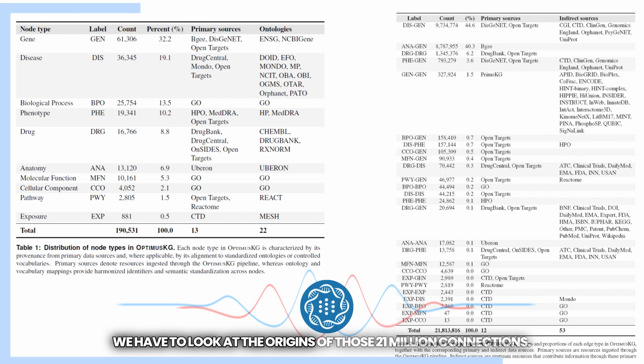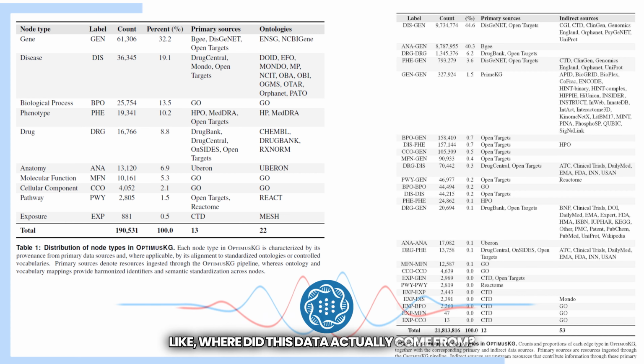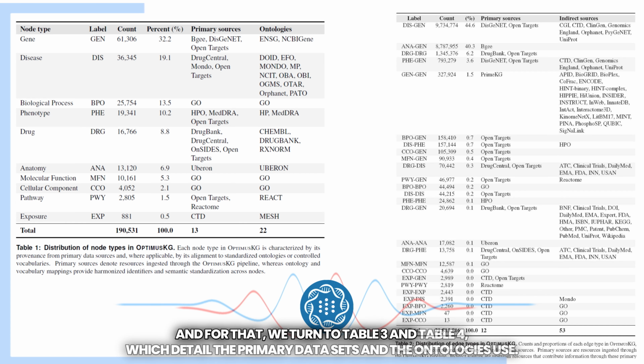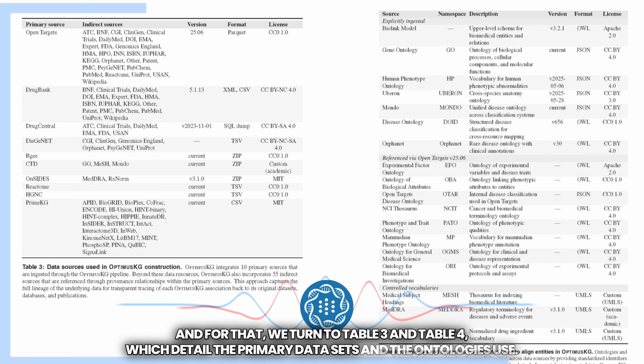Right. We have to look at the origins of those 21 million connections. Like, where did this data actually come from? Okay. And for that, we turn to Table 3 and Table 4, which detail the primary data sets and the ontologies used.